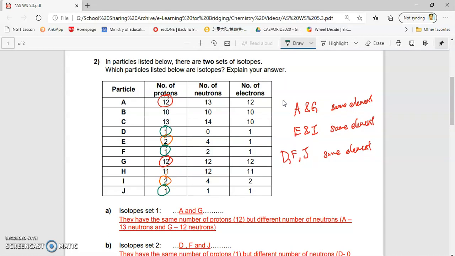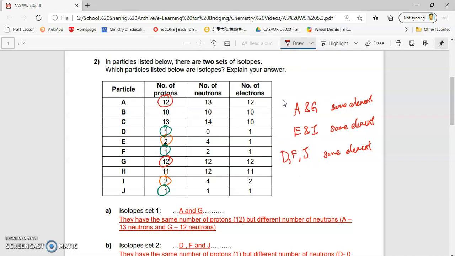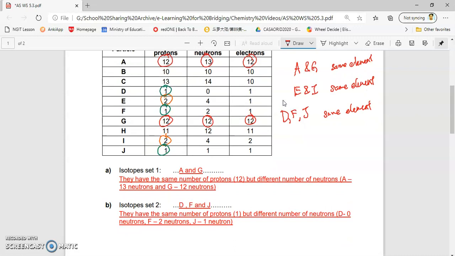Let's focus on the red one first. I'm comparing A and G now. Same number of protons, same number of electrons, different number of neutrons. So I know A and G is the first set. Why? They have same number of protons, but different number of neutrons. To be exact, it's same number of protons and electrons.